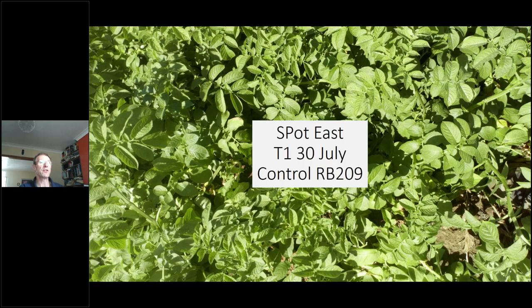So this is the spot east site on the 30th of July. This was due to be desiccated around about the 15th to 18th of August. And we pulled it forward in response to the manager at Foscombe Farms, Mike, saying, I think your crop won't last to that period of time, to mid-August. So we applied our T1 sprays on the 30th of July. You can see the canopy there, typical plot there. Next slide, please.